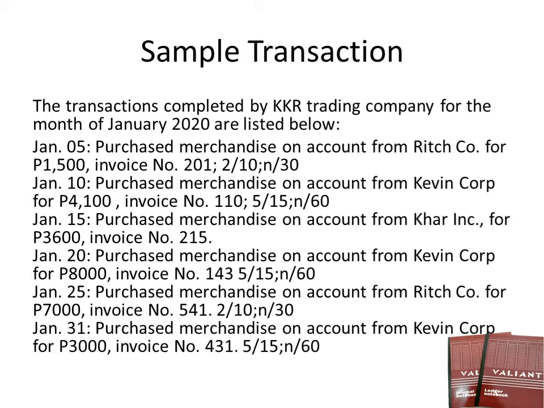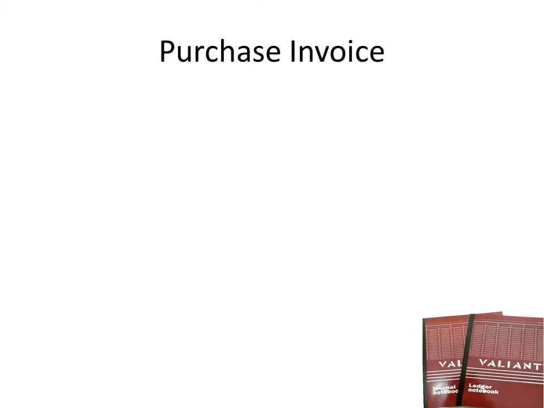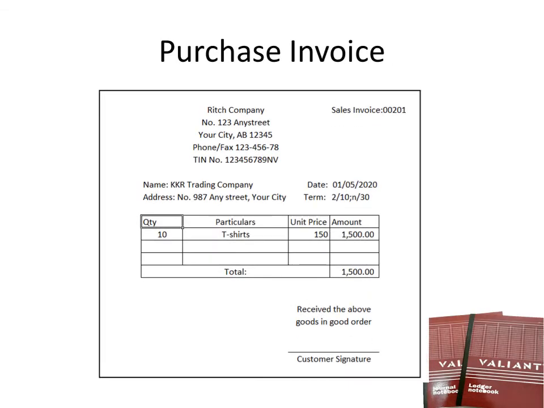So on January 25, purchase merchandise on account from Rich for 7,000, invoice number 541, discount the same. And then on January 31, purchase merchandise on account from Kevin Corp for 3,000, invoice number 431. Term. So how does our purchase invoice look? Actually, a purchase invoice is just like our sales invoice. But take note, for this one, we are the buyer and the seller is the other party.